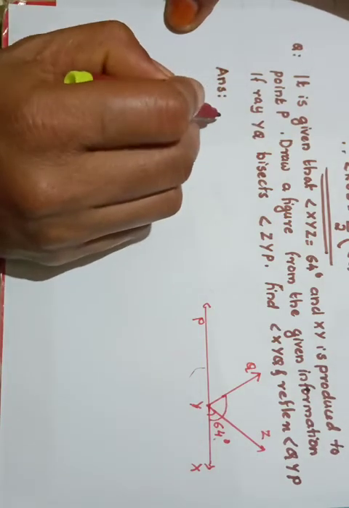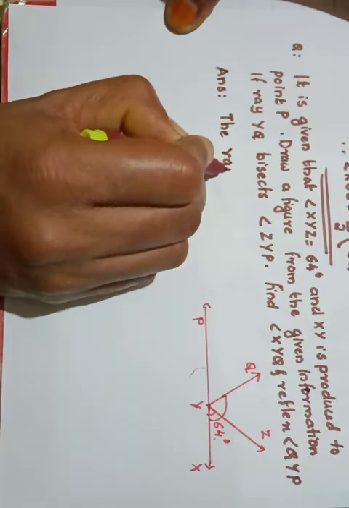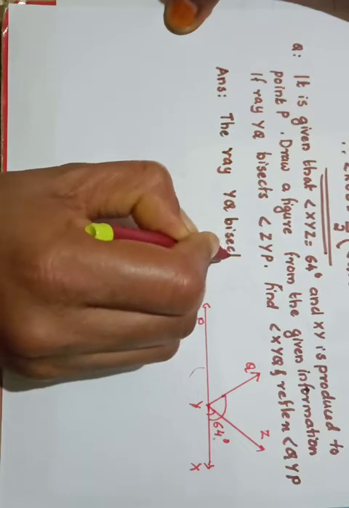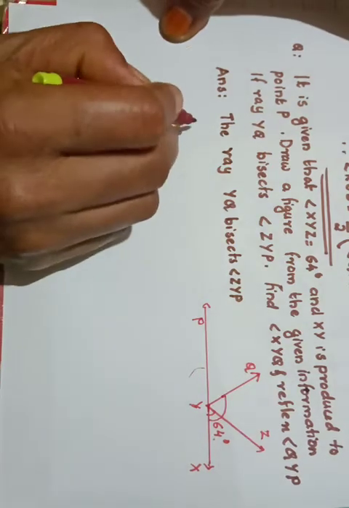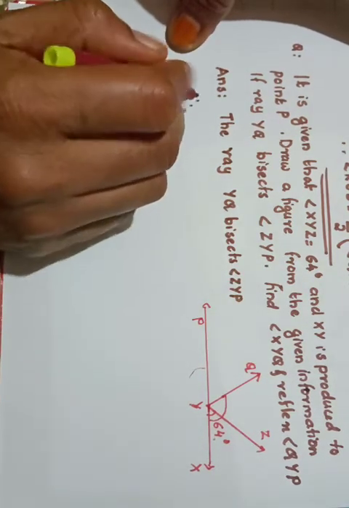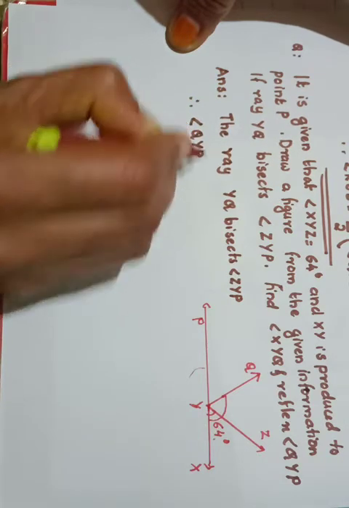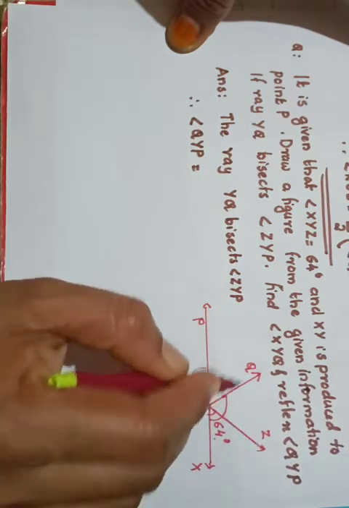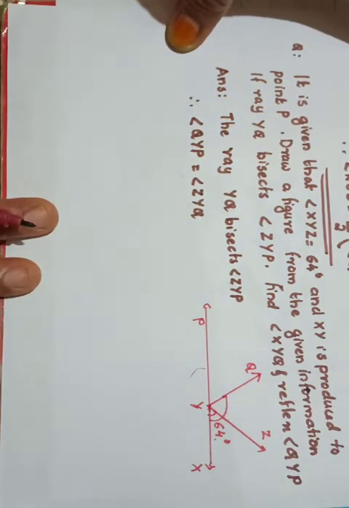We know that the ray YQ bisects angle ZYP. So which are the two angles equal here? Angle QYP and angle ZYQ are equal, because YQ is bisecting the angle.